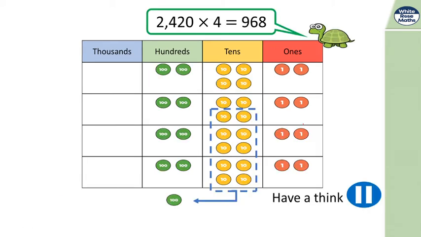Okay, so our question here is 2,420 times 4. And the turtle is saying that the answer is 968. So have a little think about that and think what they might have done wrong.